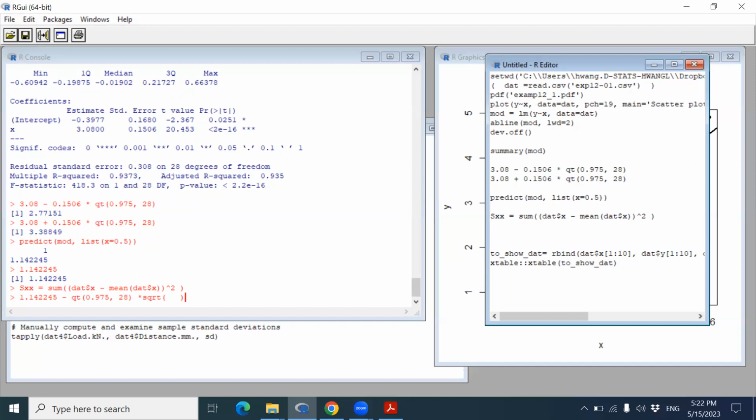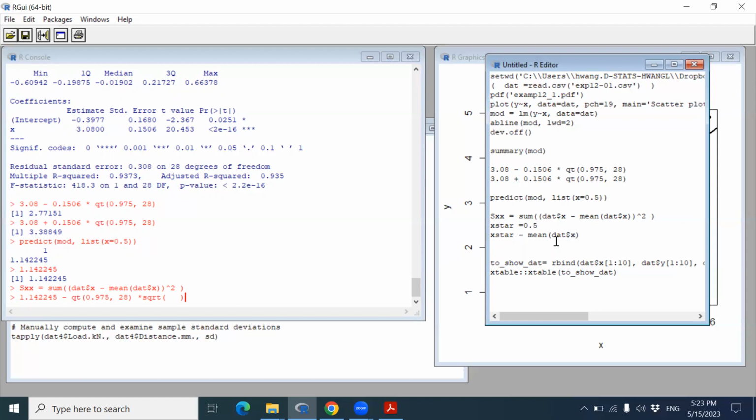X star in this case is 0.5. So x star is equal to 0.5. And we're going to compute x star minus the mean of x. The mean of x, we just have this mean here. So x star minus the mean of x.